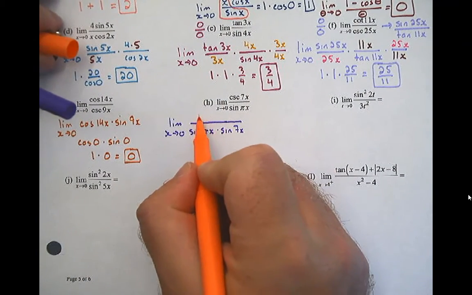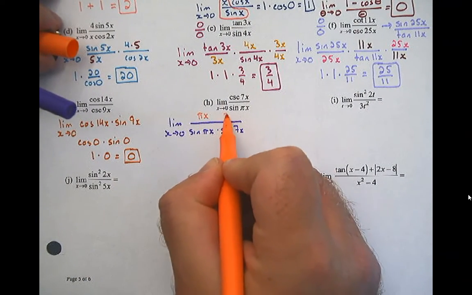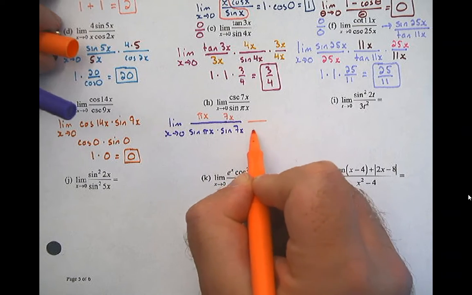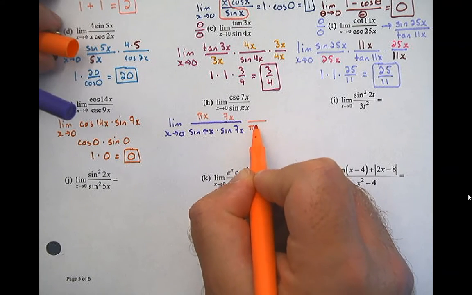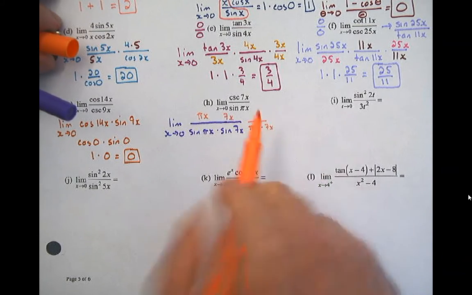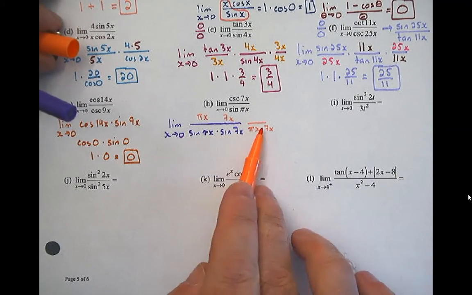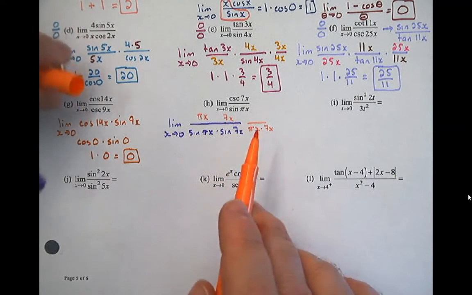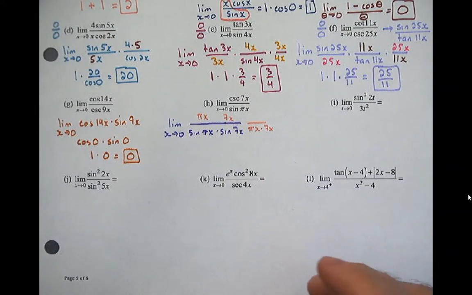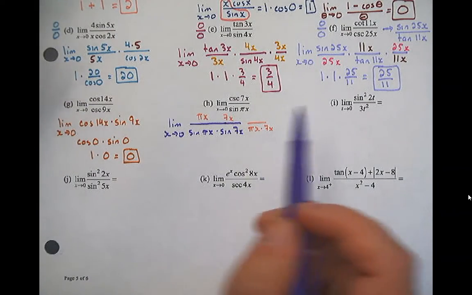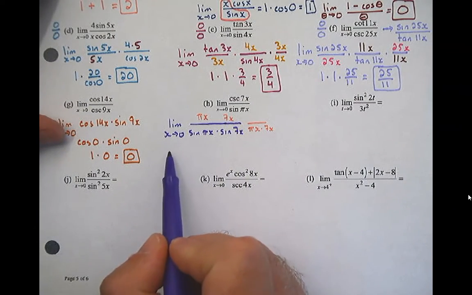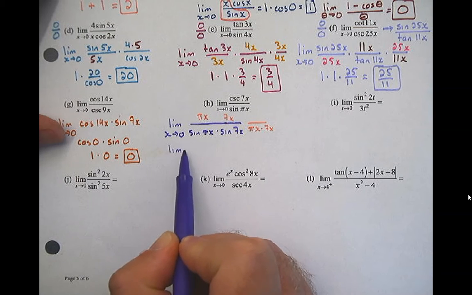So if I do a pi x above this guy and a 7x above this guy, that means I've got to have a pi x and a 7x, which isn't going to fix my problem because I'm still going to have zeros on the bottom. But what I can do now is I can actually just direct substitute into this thing. So there's no nice way to clean this one up.